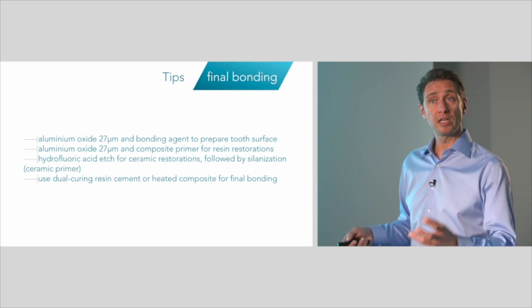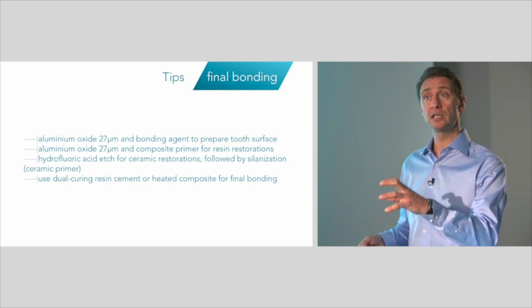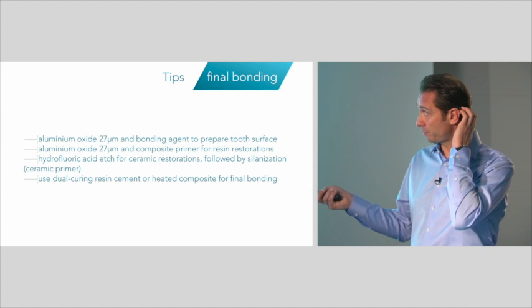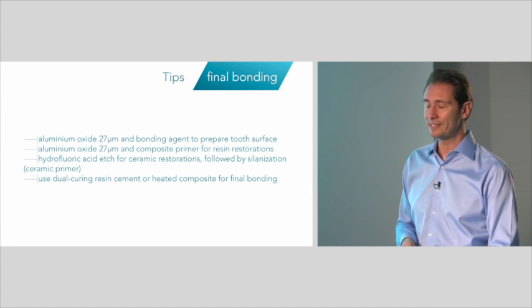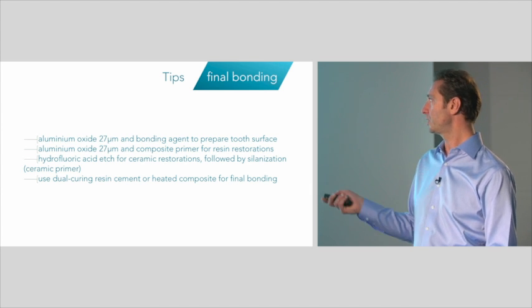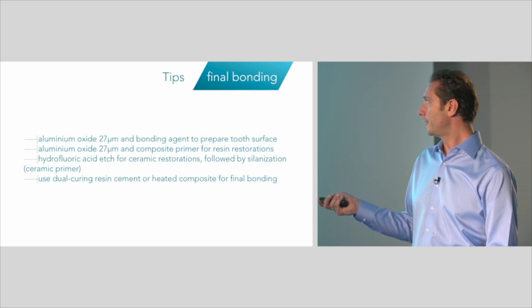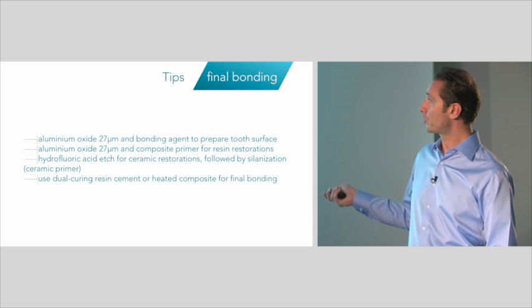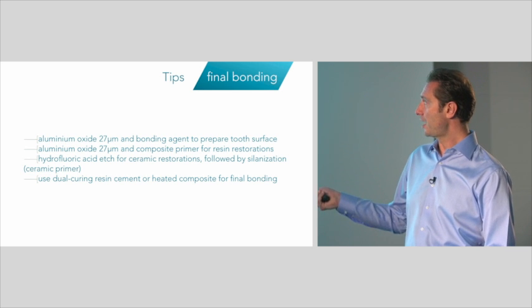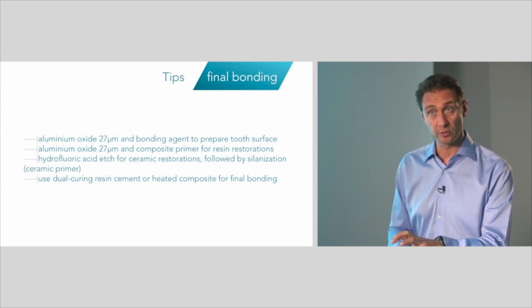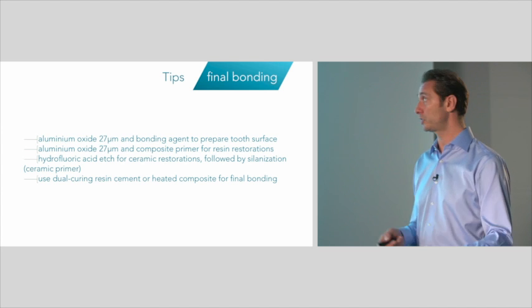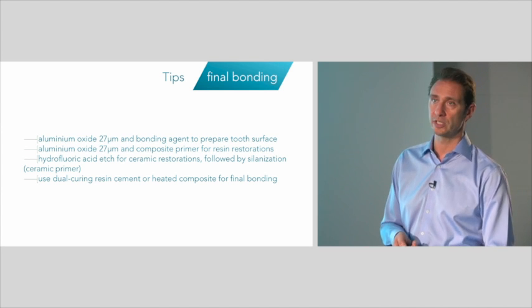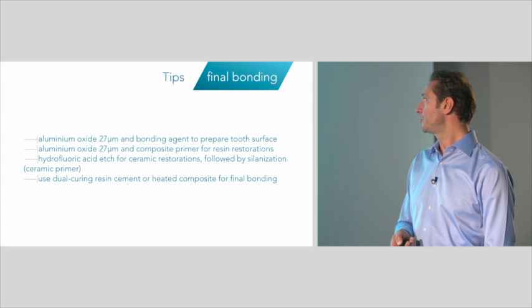The resin restoration that you would make indirectly, of course, needs to be prepared also. There you can use the 27 micron aluminum oxide also with a composite primer for the resin. If you're using, of course, ceramics as an indirect restoration, it needs a different approach. It needs hydrofluoric acid etching and some silane to be able to bond.